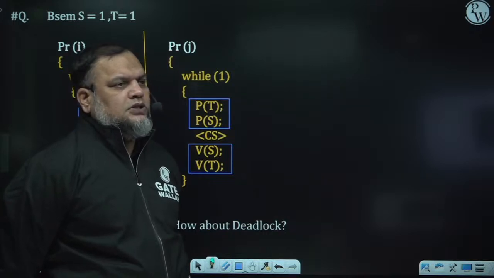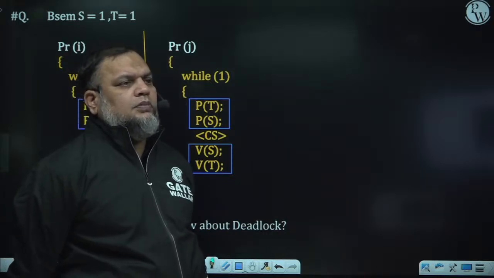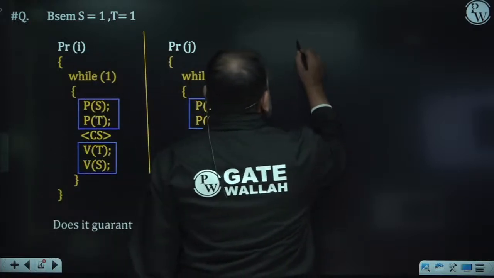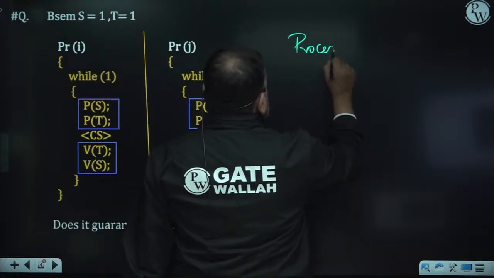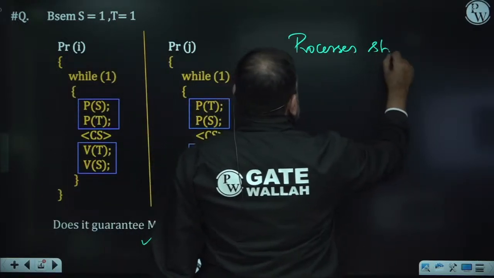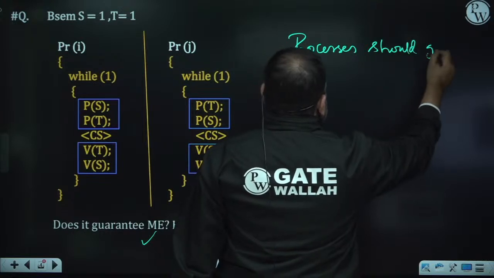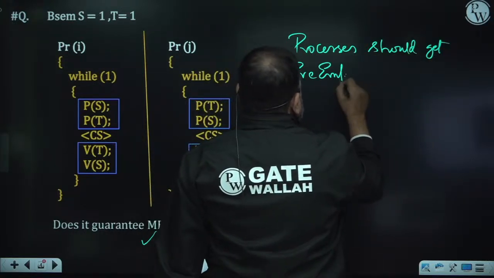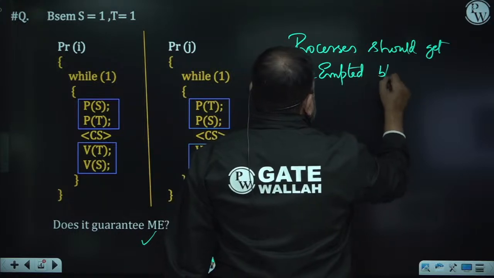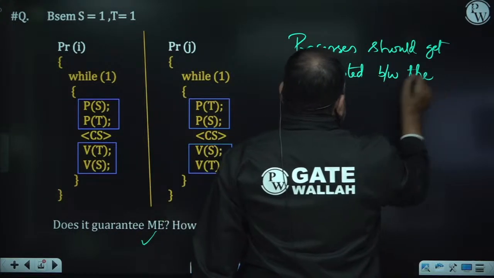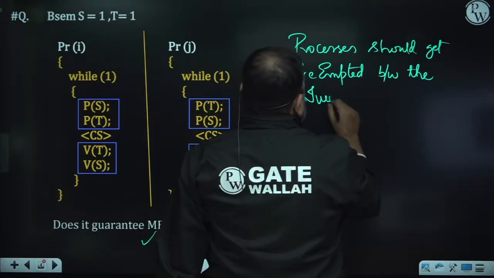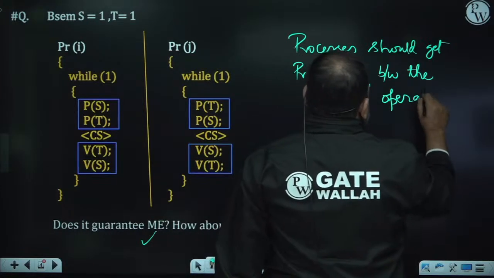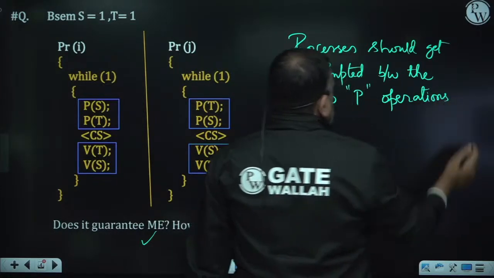When both processes check to enter the critical section, both processes are updating values of P. Not updating values of P. We will say that the processes should get preempted between the two P operations. There are two P operations, two down operations.